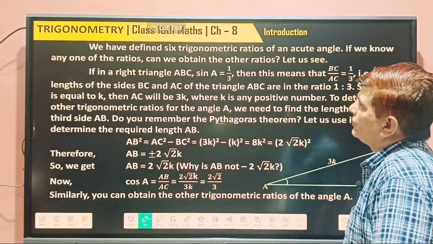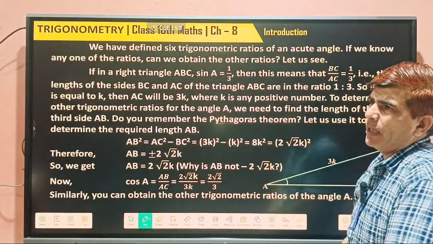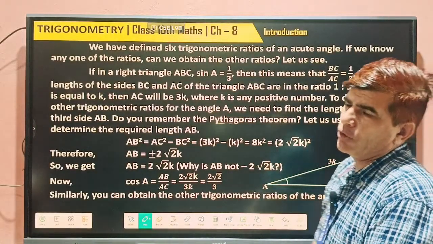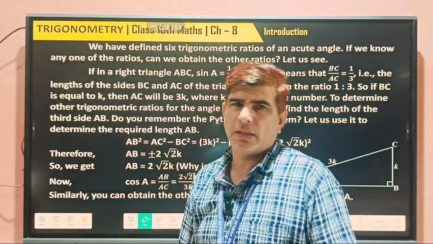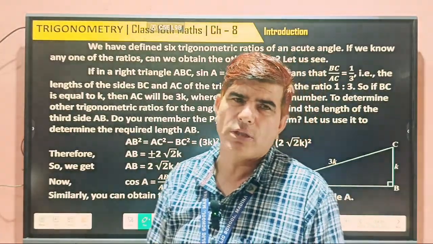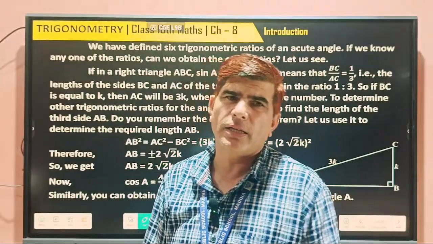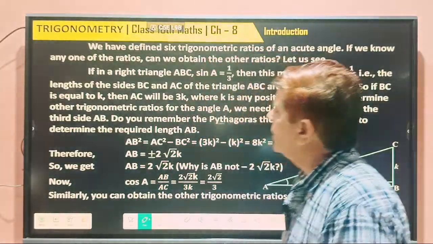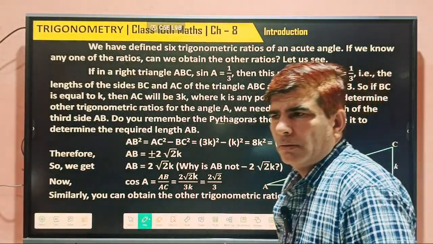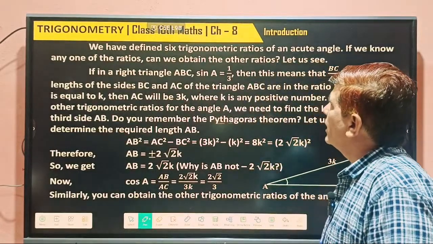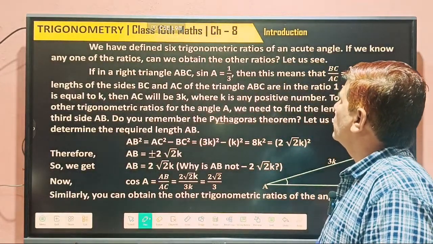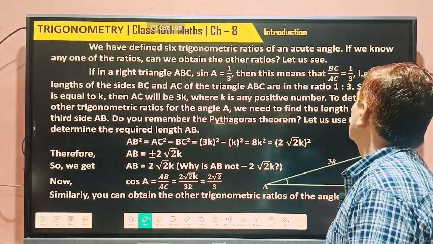Yes or no? So what have we defined? We have defined 6 trigonometric ratios. Which? Sine theta, if theta is an angle, sine theta, cos theta, tangent theta, secant theta, cosecant theta, and what? Cotangent theta.